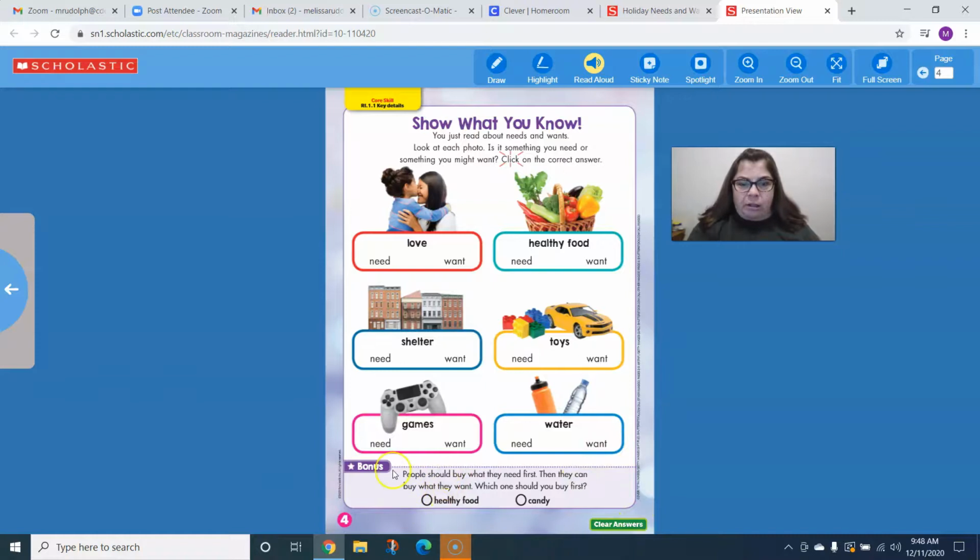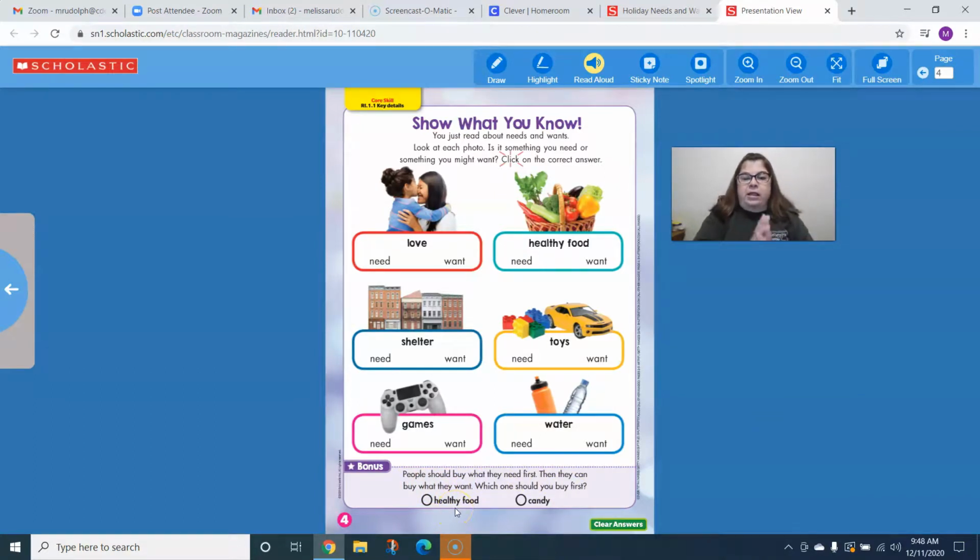Let's do the bonus. Should people buy what they need first, then they can buy what they want? Which one should you buy first? Oh, I'm sorry. Let me read that again. People should buy what they need first. Then they can buy what they want. Which should you buy first?